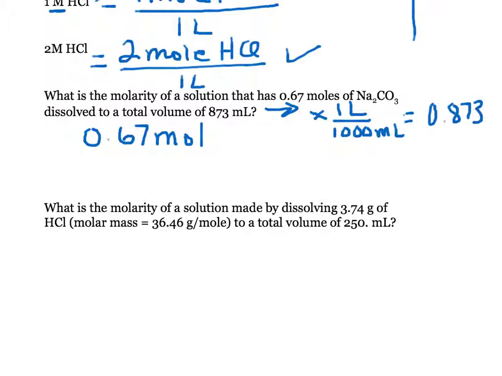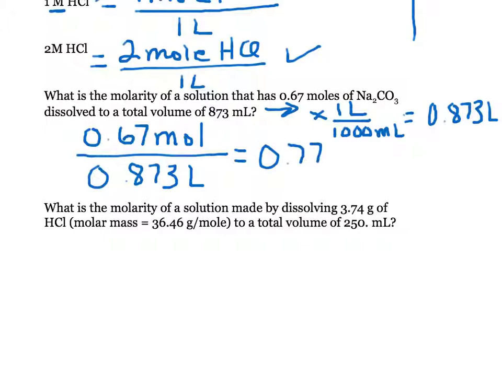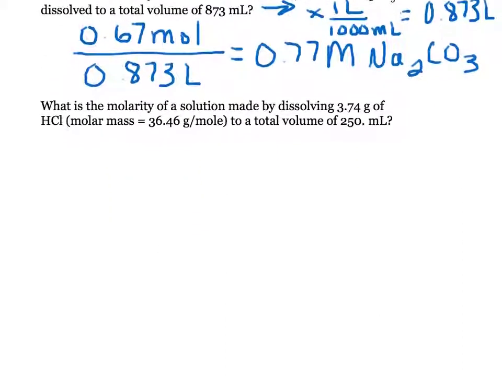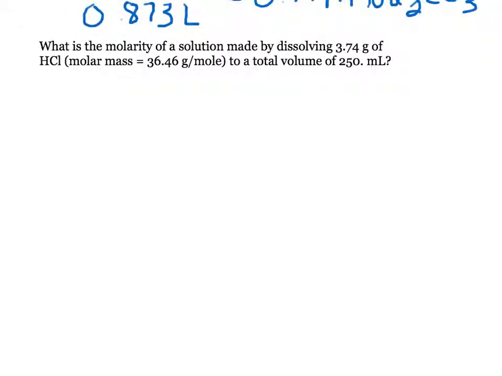0.873 liters of solution. And we'll divide that into our 0.67 moles, and that's going to give us a solution concentration of 0.77 molar Na2CO3, sodium carbonate. Okay? Now, what if instead of moles, we started out with grams?